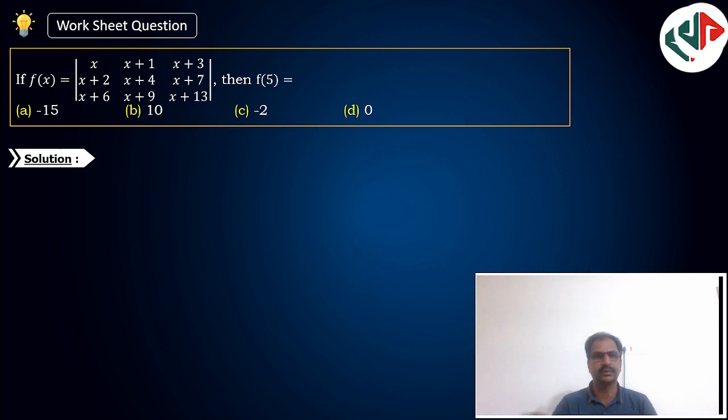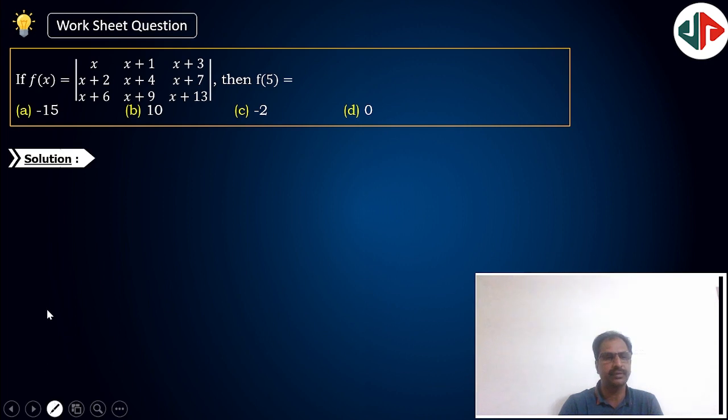Worksheet questions. F of x determinant is given, you have to find f of 5. So before finding f of 5, let us simplify the determinant by applying properties.